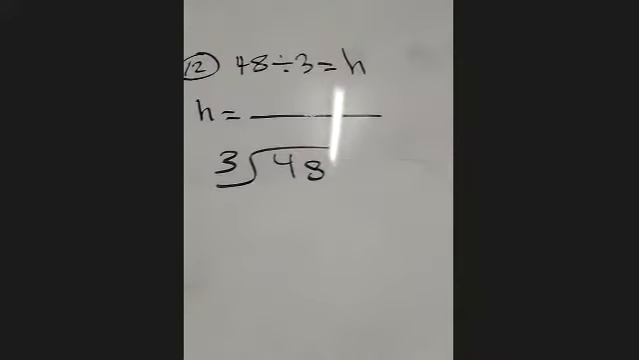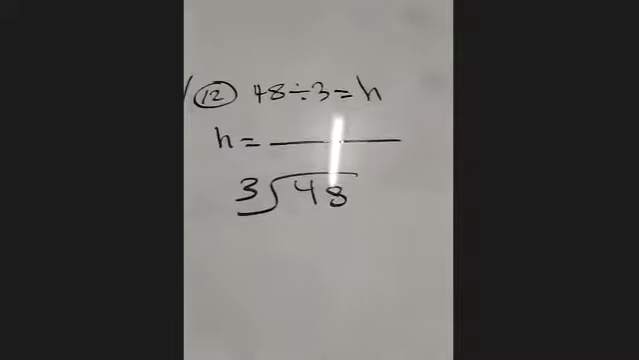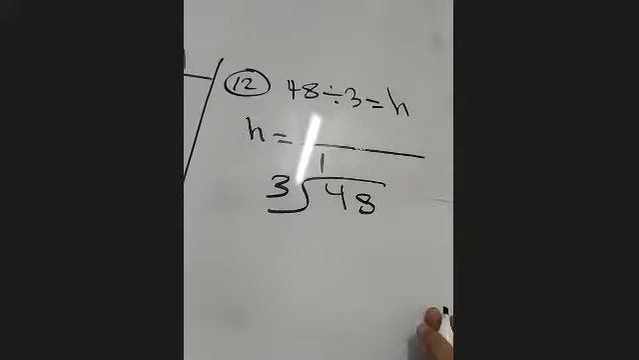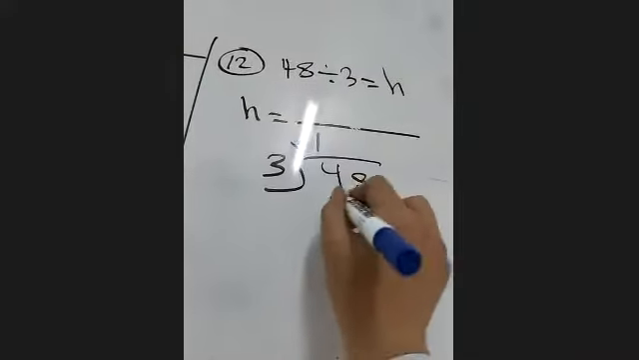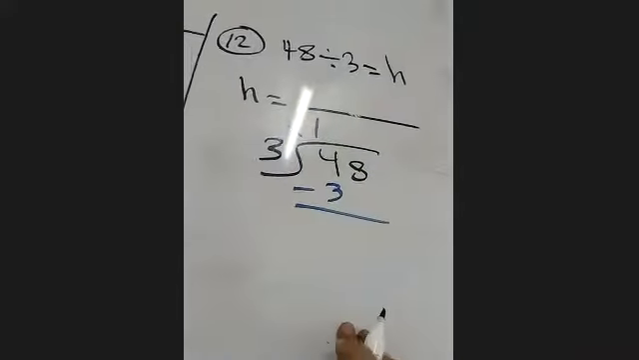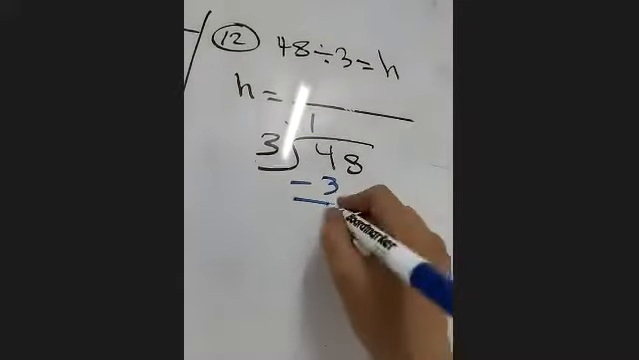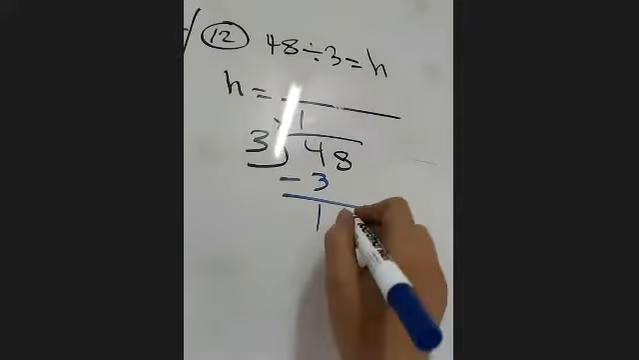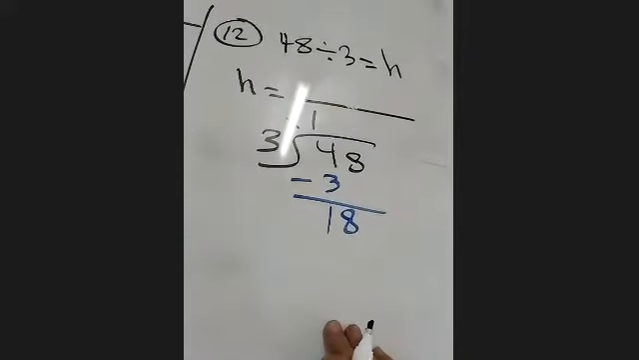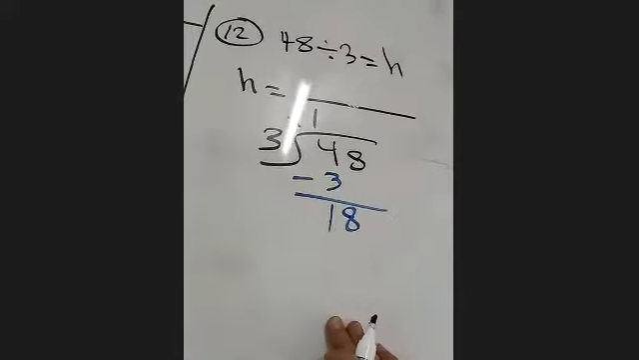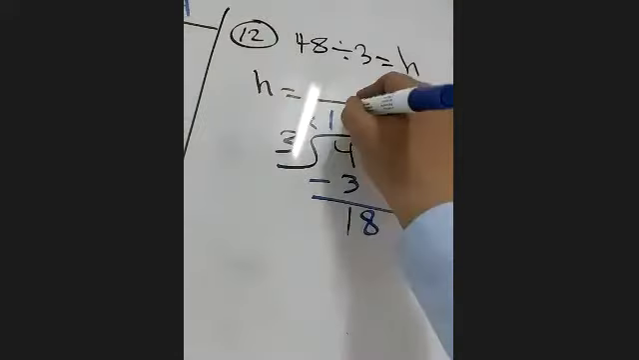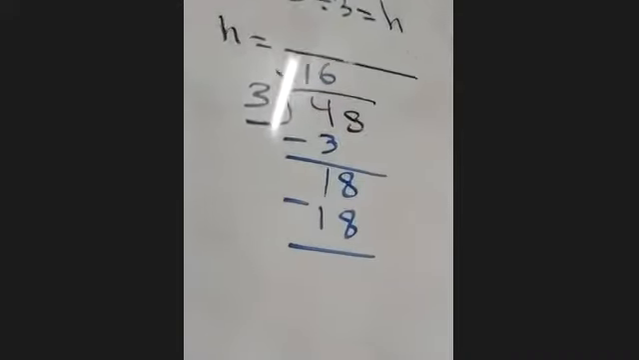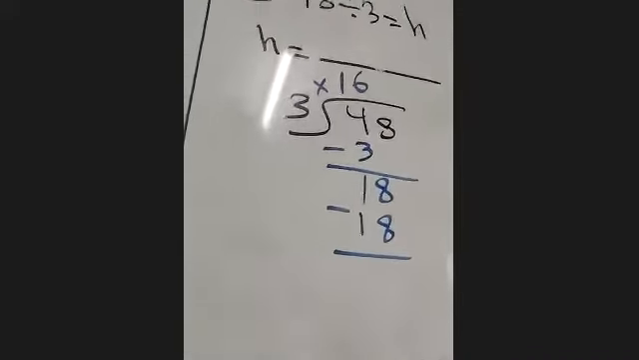4 divided by 3 is 1. Then? Then put the 3 down. Okay. 4 minus 3 is 1. Then? Put the 8 down. Then? 3 times 6 is 18. 6 by 3 is 18. Mumtaz, then? 18 minus 18 equals 0.